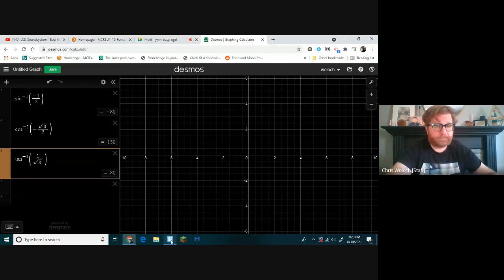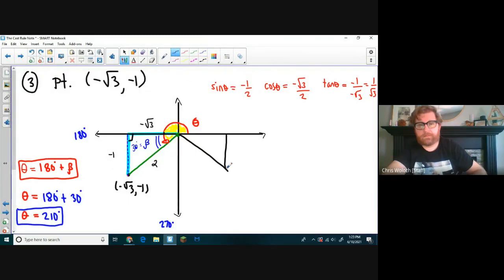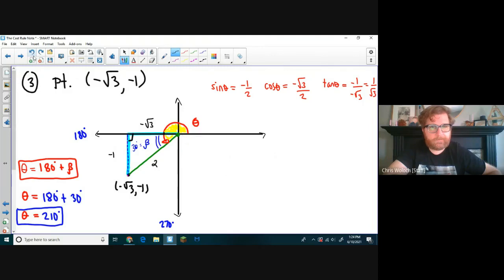Okay. And if you think about it, where's -30? Well, -30 is actually like here, right? Like this is 30. It will be this swing, which isn't where I am, right? We're in quadrant 3. I'm not in quadrant 4. Okay.